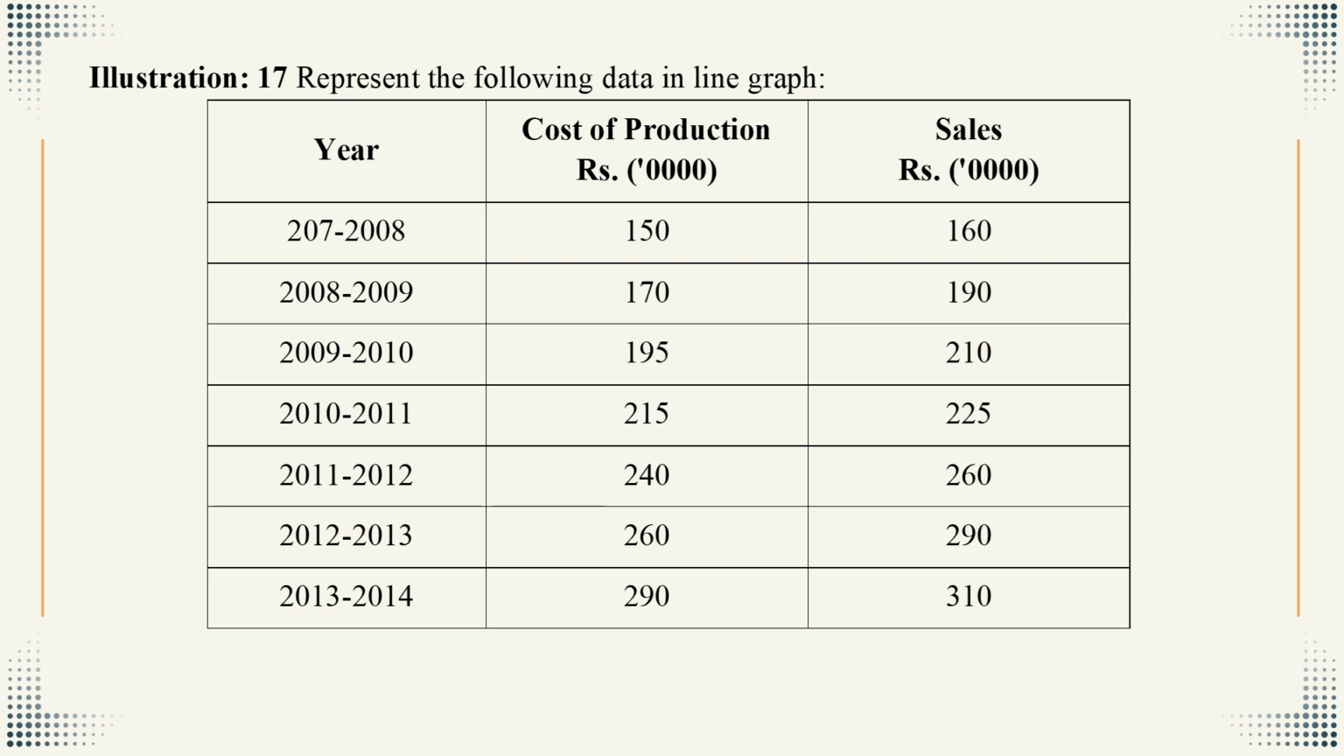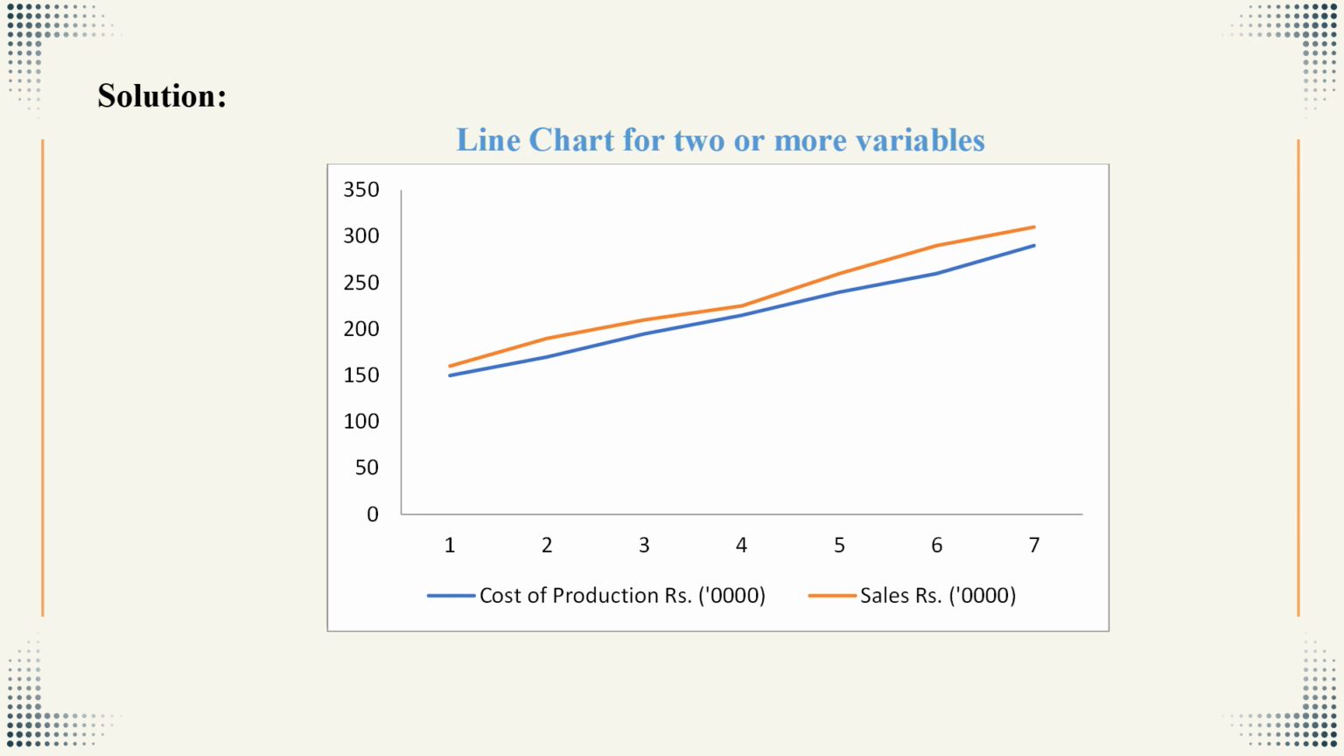In order to know the line graph for two or more variables, here the years from 2007 to 2014 have been given, and cost of production and sales have been given for all these years. On that basis the line chart for two variables is to be prepared. Like illustration 16, where one line was prepared, here two lines should be prepared.